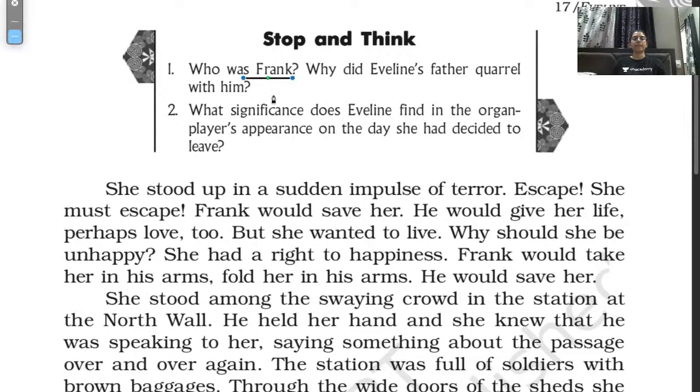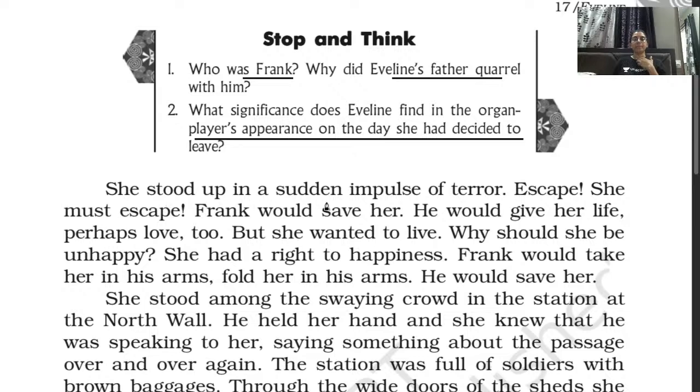Who was Frank? Frank was the person that Eveline was in love with, and her father quarreled because he did not trust Frank. What significance does Eveline find in the organ player's appearance on the day she had decided to leave? It reminded her of her mother's illness and the last day of her mother's life.